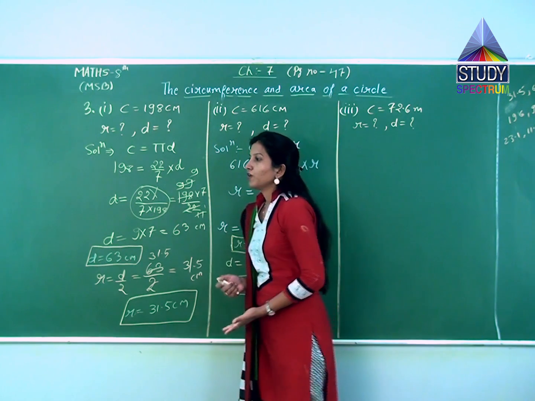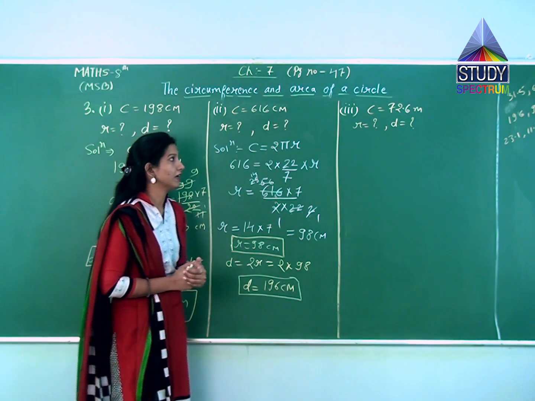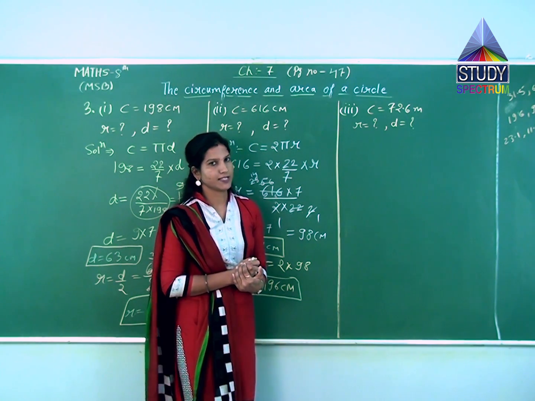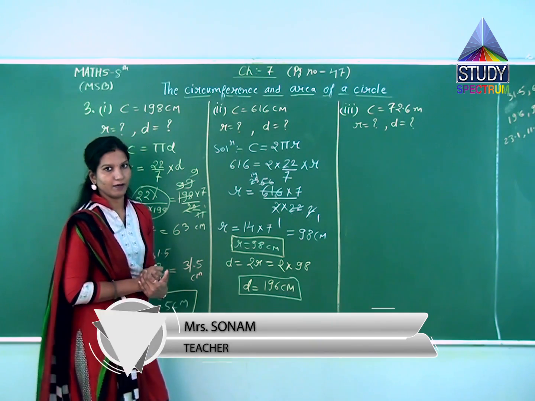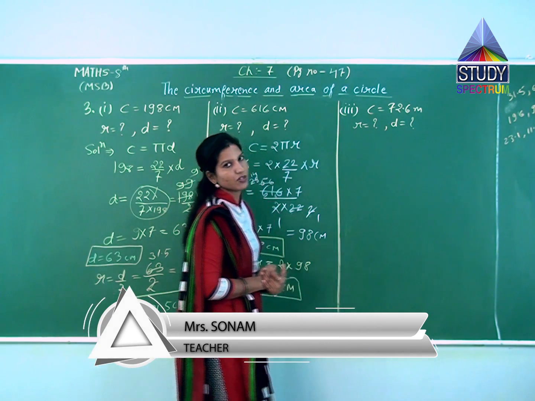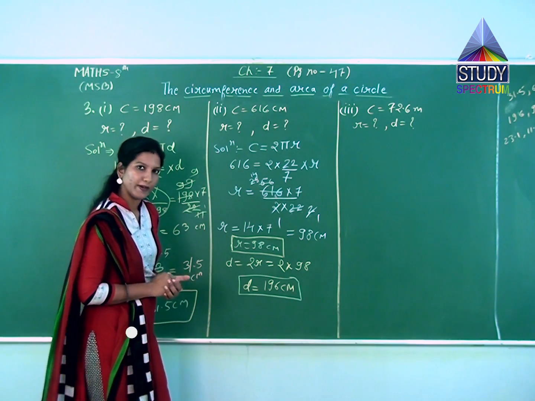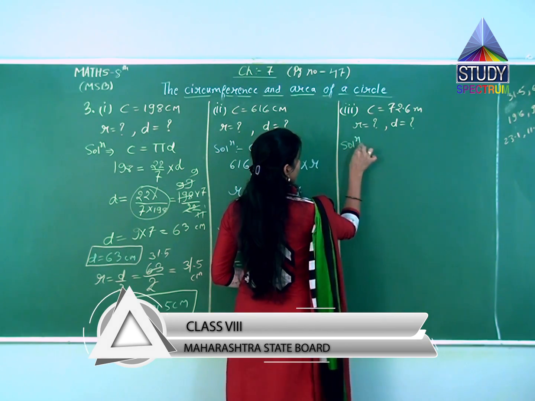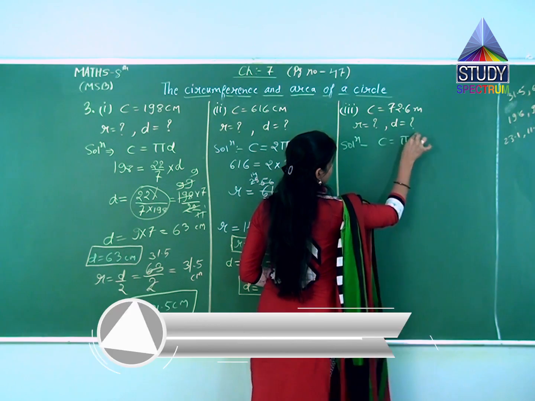Now let's move to our third part. What is third part? In third part we have given the circumference 72.6 meters. We have to find out the radius and the diameter. Again you can apply either the formula C is equal to pi d or the formula C is equal to 2 pi r. Let's start our solution. And we will start with C is equal to pi d.